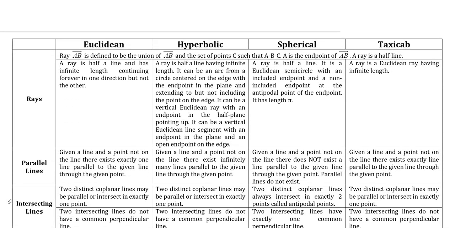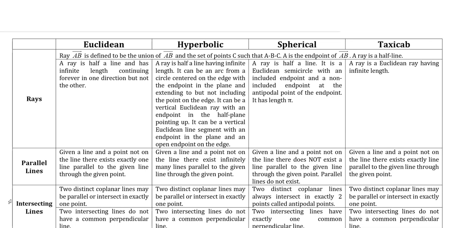How about rays? Ray AB is defined to be the union of line segment AB and the set of points C such that B is between A and C. The endpoint of ray AB is A, and a ray is a half line. So in Euclidean geometry, a ray is a half line, has infinite length, continuing forever in one direction but not the other. A taxicab ray is the same thing as a Euclidean ray.